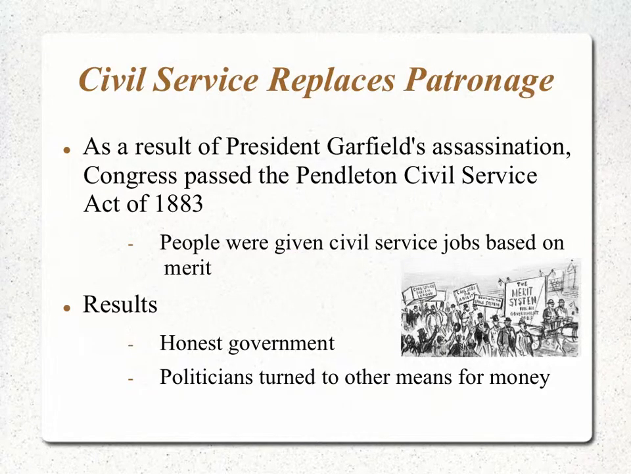But Guiteau's assassination actually had the exact opposite effect that he hoped it would have. Instead, it brought to light that reform needed to be made in the United States, and as a result of his assassination, Congress passed the Pendleton Civil Service Act of 1883. And this is something you need to know, the Pendleton Civil Service Act of 1883. This made it where people were given civil service jobs based on merit. No longer could it be on a system of patronage. As a result, you would have an honest government, and politicians turned to other means for money. Arthur, who Guiteau hoped would stop reform, actually turned into a reformer because of the assassination.